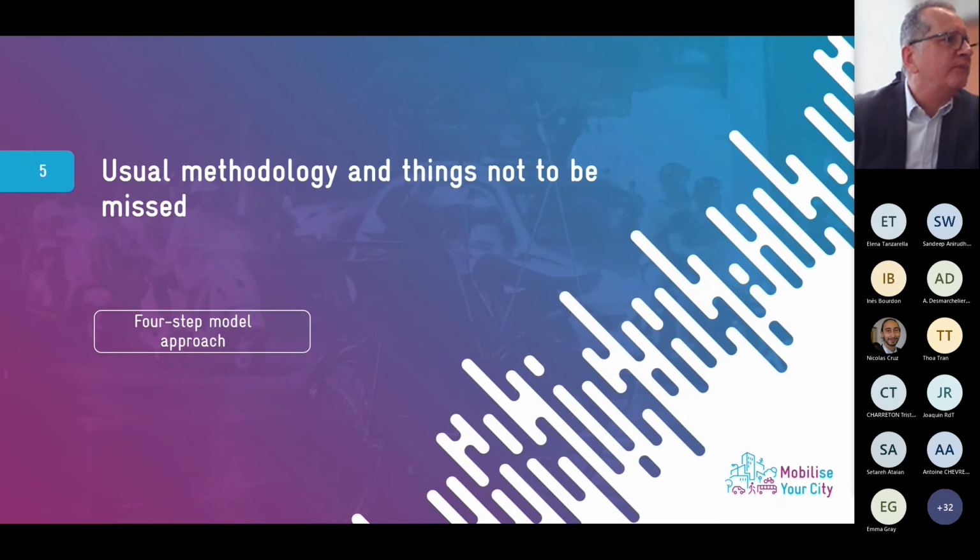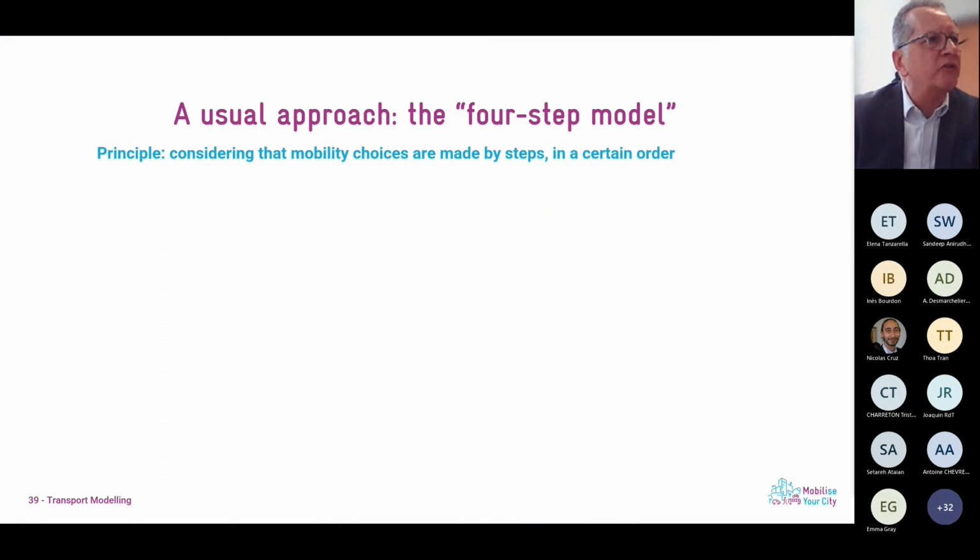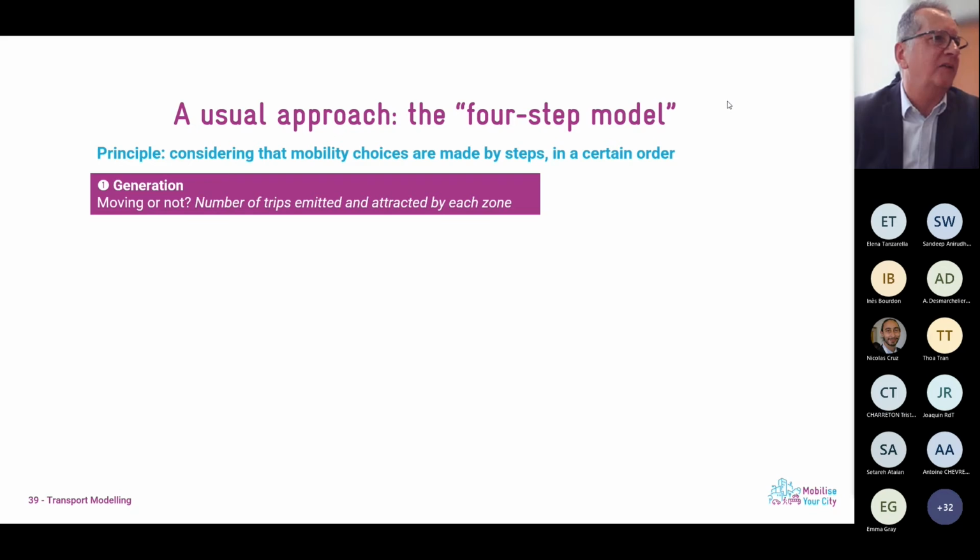So let's go to the next section, on the usual methodology and things not to be missed. There is a common approach called the four-step model. The principle is to consider that mobility choices are made by steps in a certain order. Again, it's a very simplified way of approaching things, but it's been used for decades and showed that it is a powerful way of representing reality, even if it can be considered as very simplified.